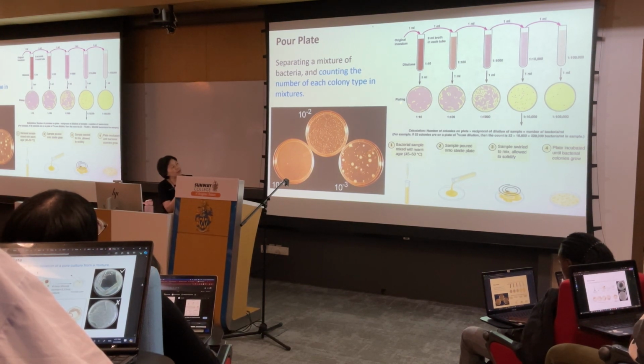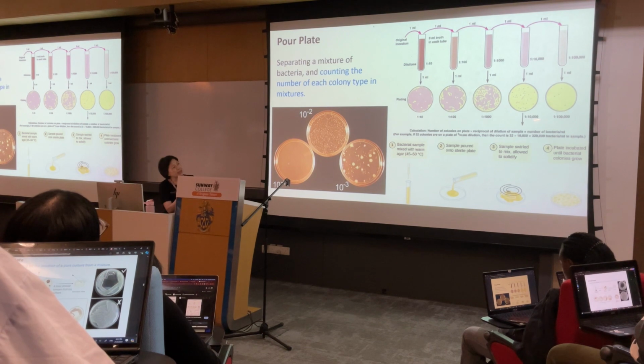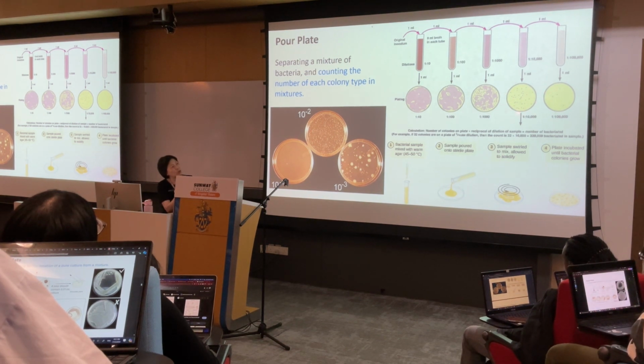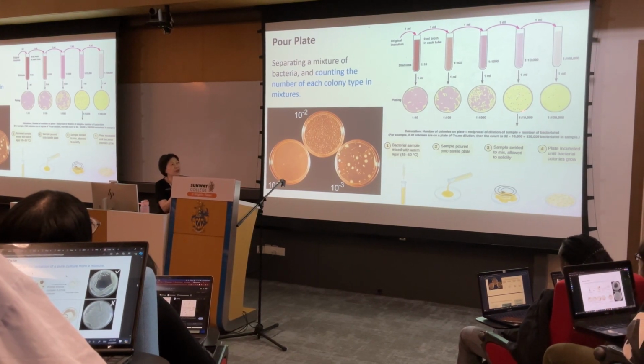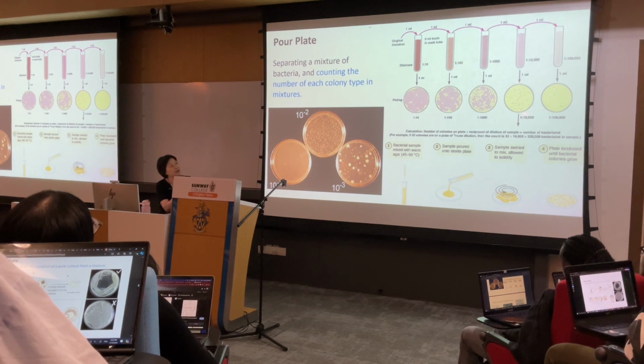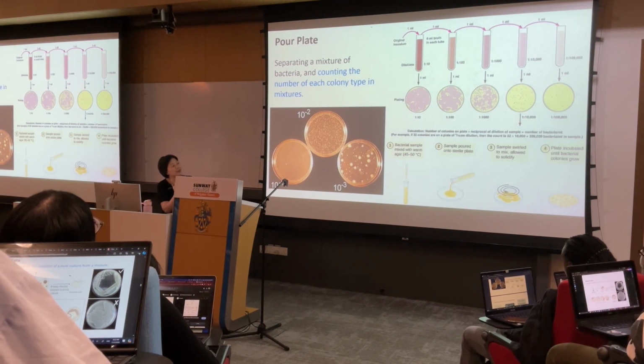Of course, if you have less dilution, you get more colonies. If you have more dilution, you get fewer colonies. But eventually, you want something that allows you to see very clear individual colonies present on the agar plate and allows you to count the number. Okay, the one that has been selected is this one. Then you can further do others.